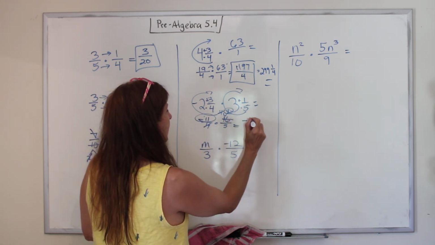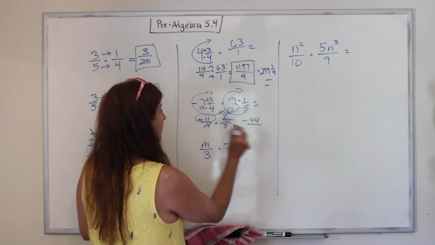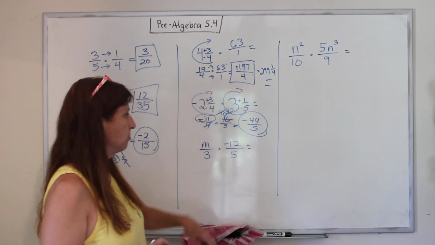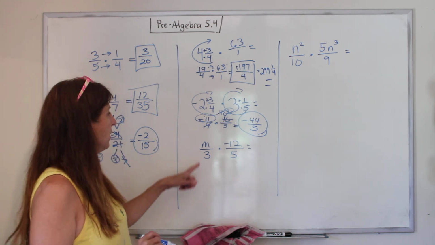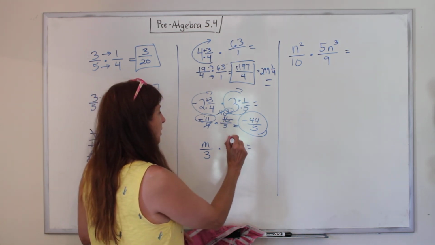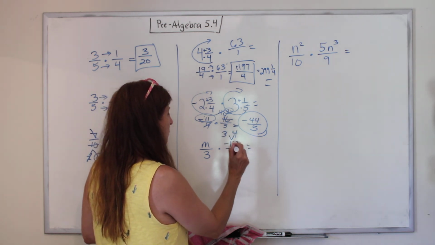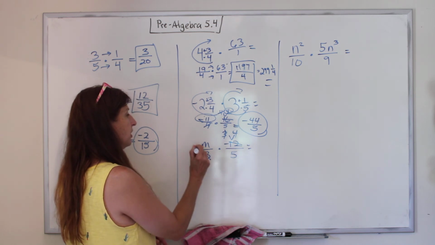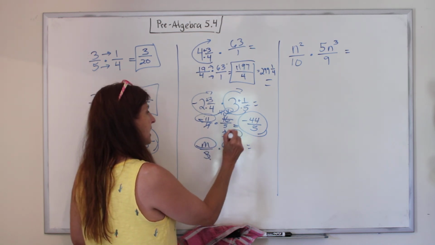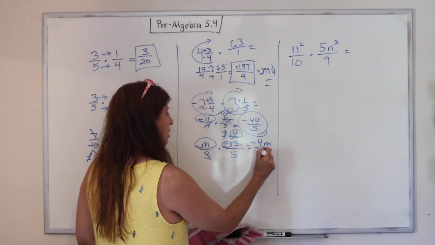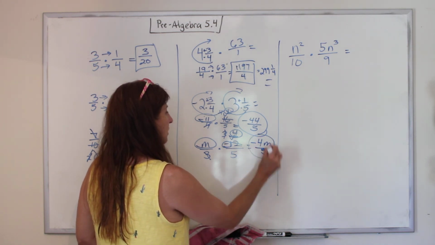Negative 11 times 4 is negative 44. 5 times nothing is 5. And there it is improper, and I'm sure they would properify it. That's a word, right? Now what about if there's a letter? You do it the same way. 12 can be made out of 3 times 4. These 3's cancel out. What do I have left in the numerator? An m, a negative sign, and a 4. So it's negative 4m, and the denominator is 5.